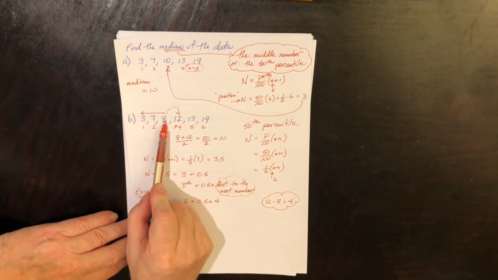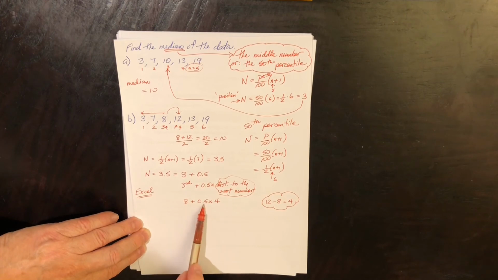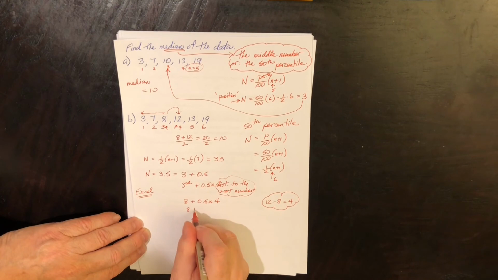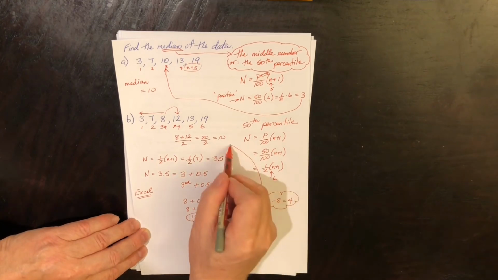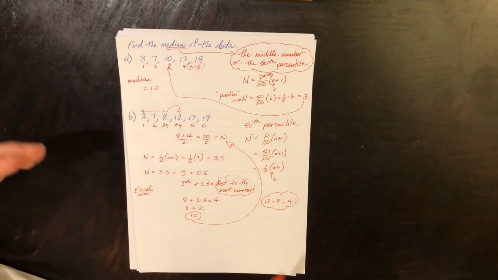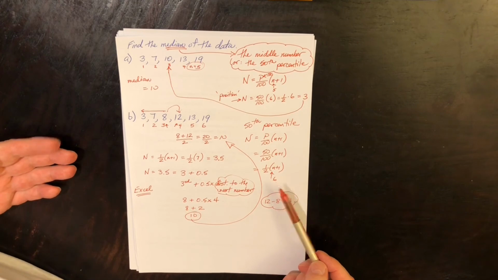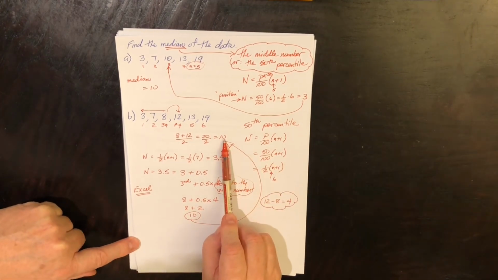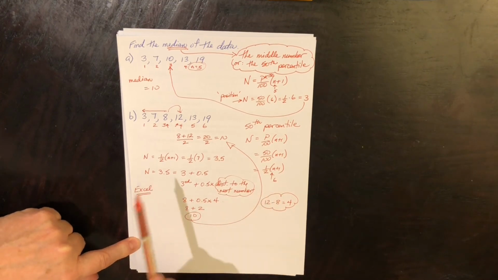We have the data 8. The next number is 12. We start at 8 and we go half the distance to the next number. 8 plus half of 4 is 2. 8 plus 2 is 10. The median is the number 10, just like we had before. Once again, you do not need to use this formula to find the median. We already knew the median, but this is how you use this formula. That's what we need to know.